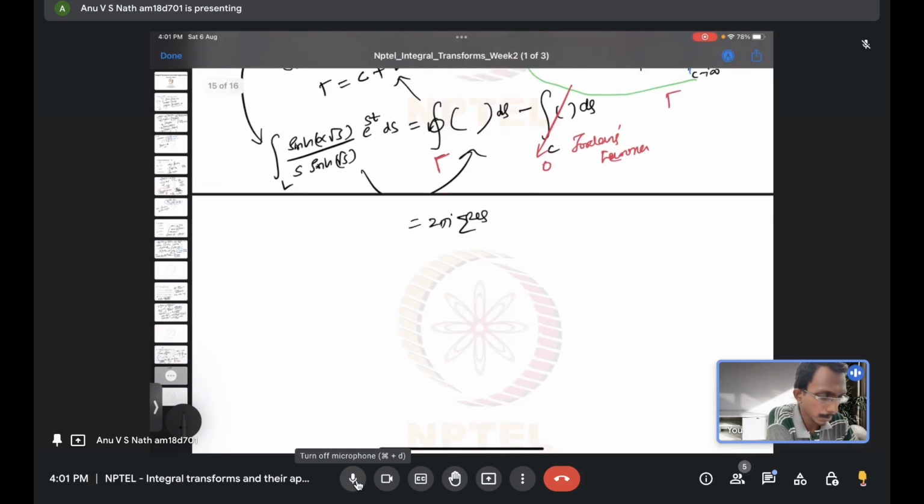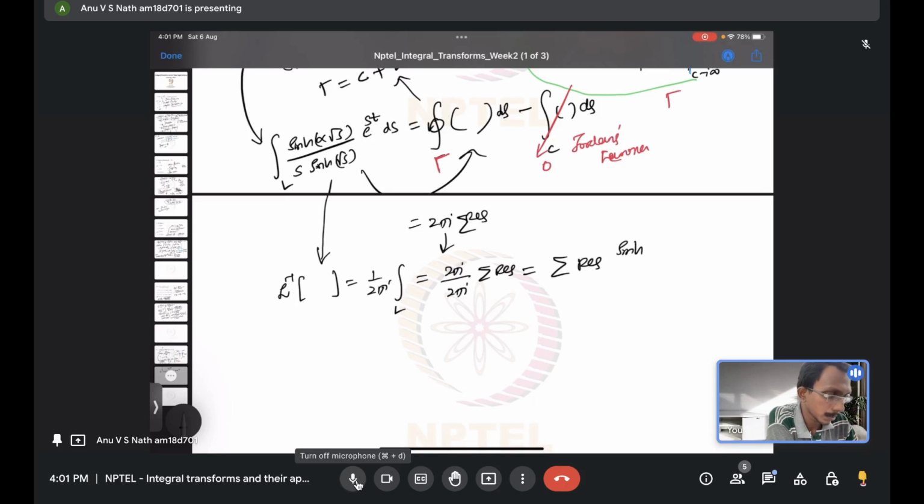Now we can say that the inverse Laplace transform of this function is equal to 1 by 2 pi i times the integral over L, which from the residue theorem is 2 pi i divided by 2 pi i times the sum of the residues. It is basically equal to the sum of the residues of the function sinh alpha root s divided by s sinh root s times e raised to st over all the singular points.